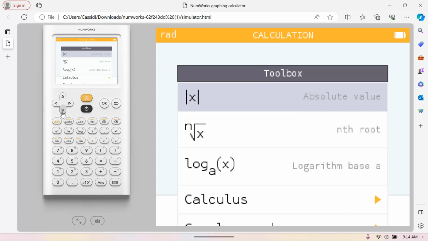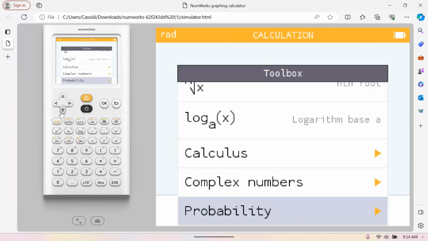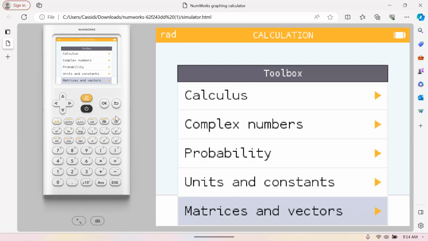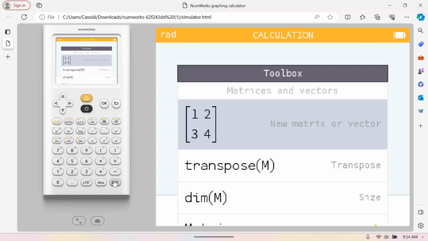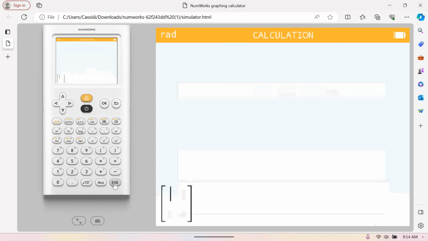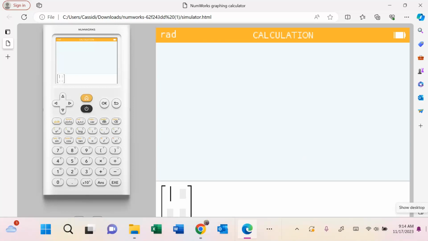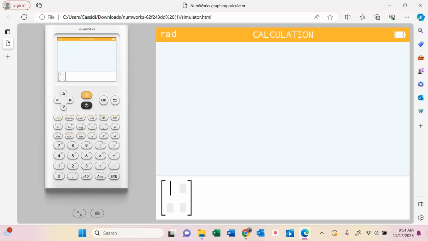When we click that, we can use our arrows to go down and find matrices and vectors. Once matrices and vectors are highlighted, you're going to click Enter. And then we're going to create a new matrice or a vector. So we're going to click Enter again. Now, it looks like it's only a 4x4, but as you start typing, you will see that it will expand for you until you have the desired size for your matrices.